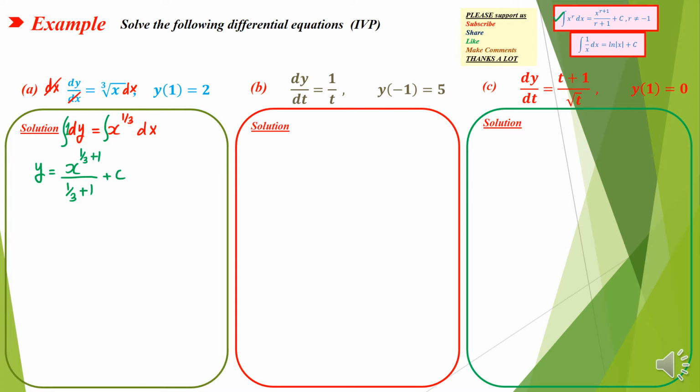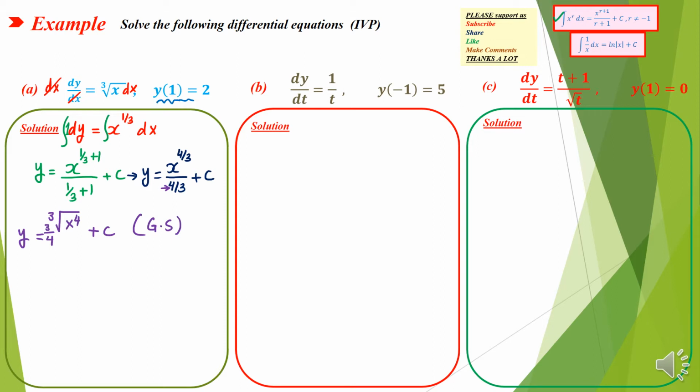After that you have to simplify and you will get y equals x to the 4/3 divided by 4/3 plus c. Rewrite the power as cube root. You will get y equals cube root of x to the 4th, and here flip the fraction in denominator. You will get 3/4 multiplied by the root plus c. So this is the general solution for the given differential equation, and if you want to find the particular solution you have to use the initial condition in the problem.